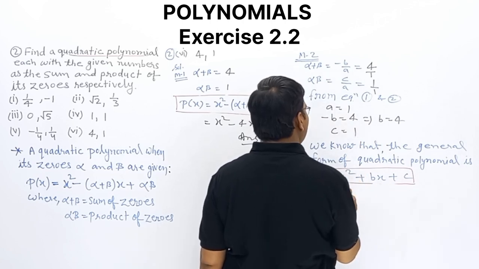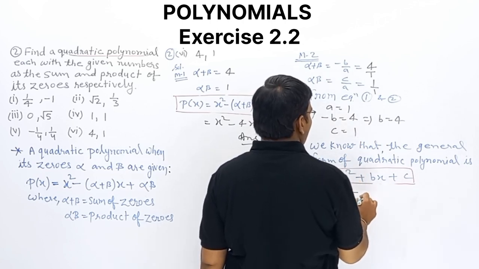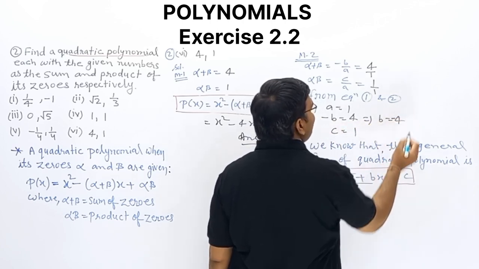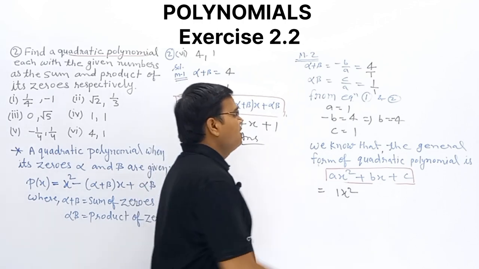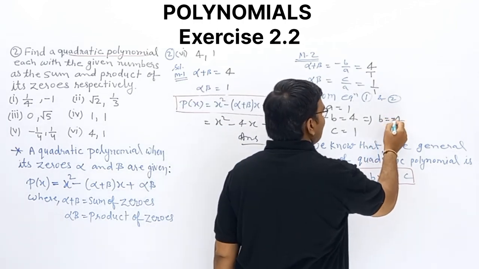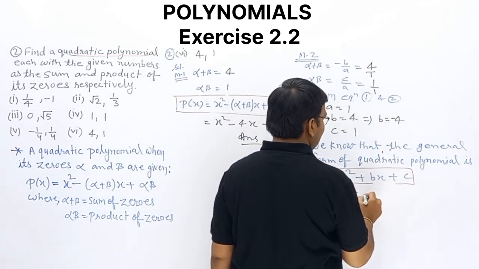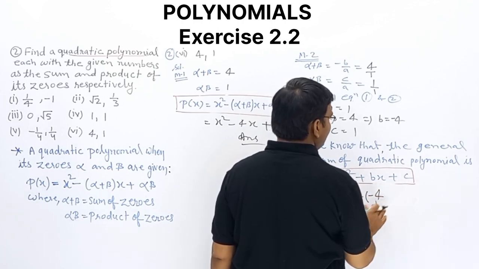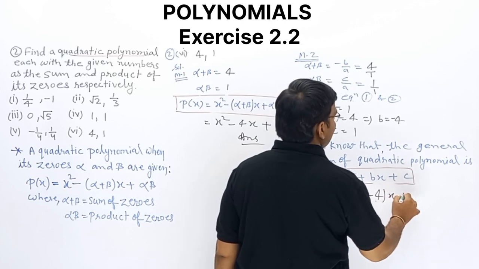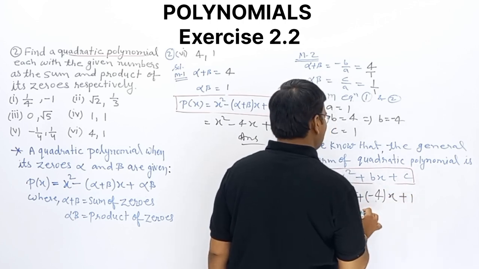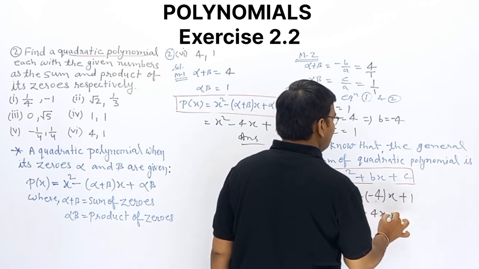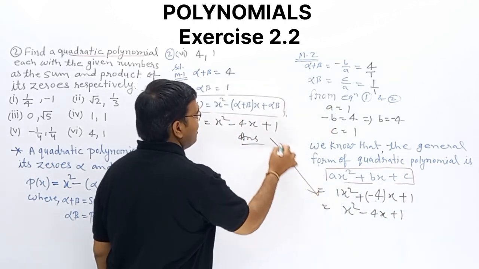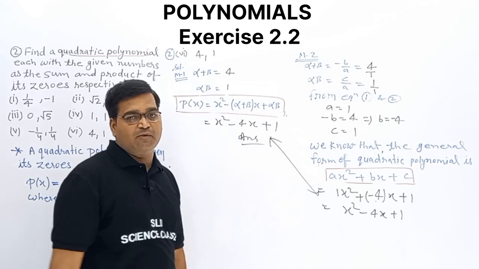Then what we are getting? 1x square. This is minus b equal to 4. So b equal to what? Minus 4. Put the b value plus minus 4. This one is minus 4x, c is 1. So we can say x square plus into minus 4x plus 1. In both cases we are having the same result. So as required, we are having quadratic polynomials.